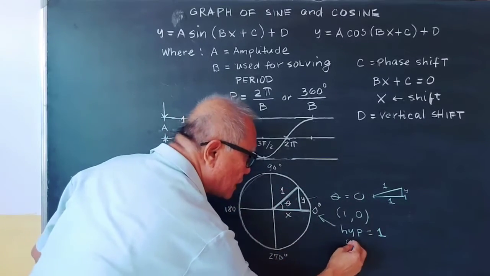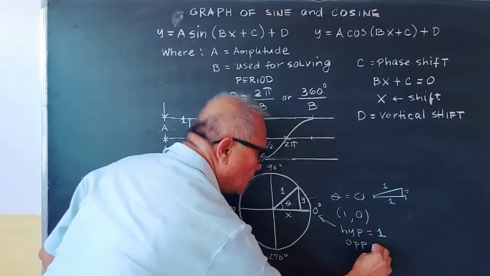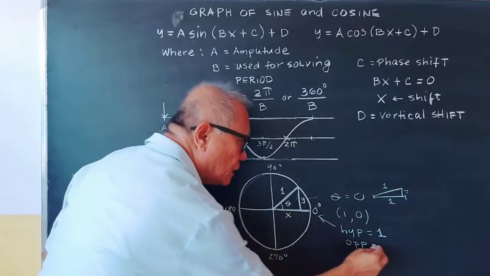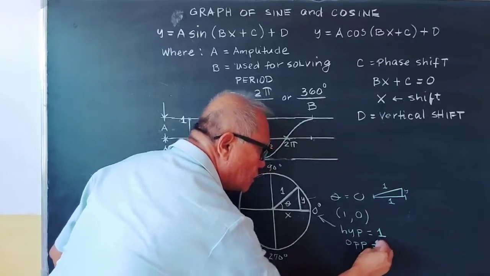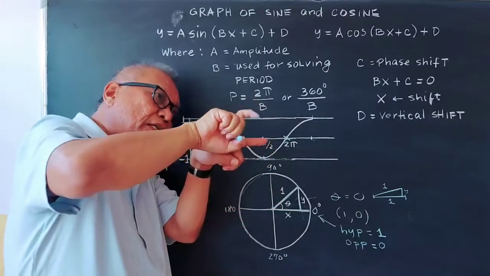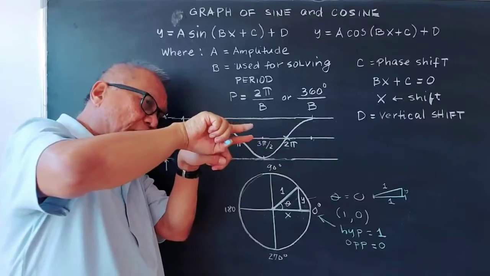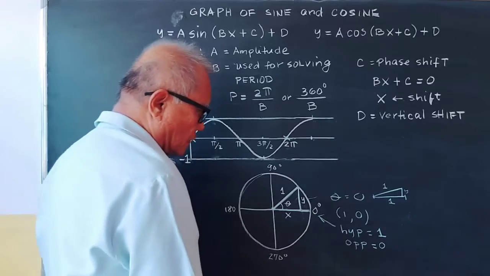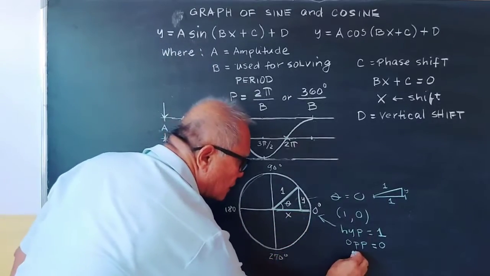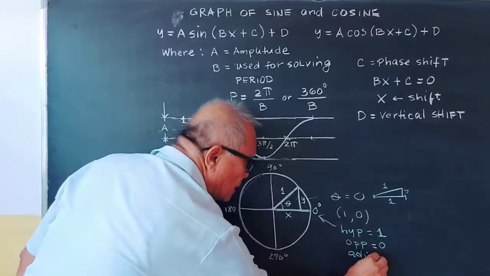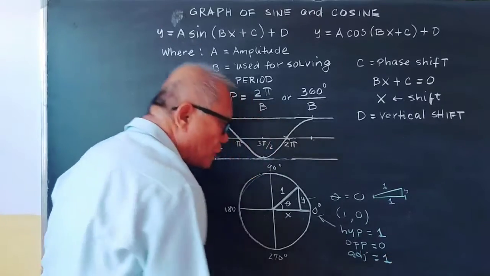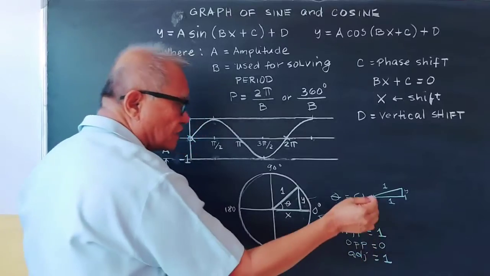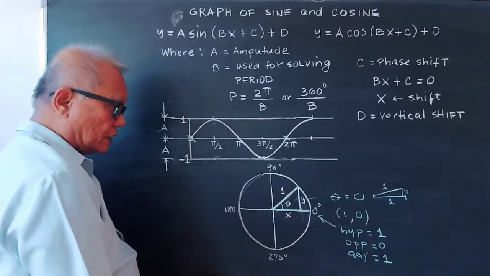The opposite side here, which is the y, is now equal to 0, because it's becoming smaller and smaller until it becomes 0. What about the adjacent side? The adjacent side is now equal to 1. Okay, hypotenuse is 1, adjacent is 1, but the opposite is 0.